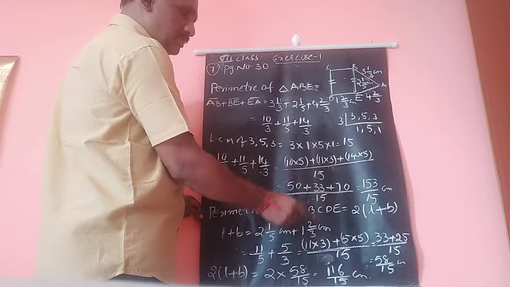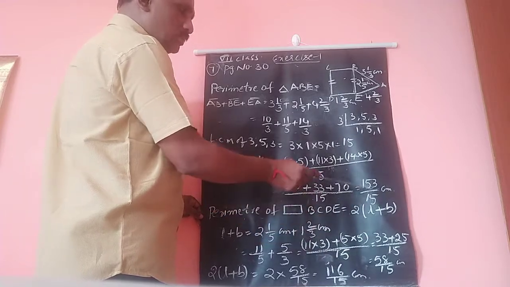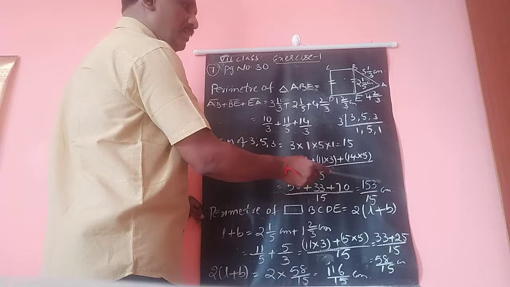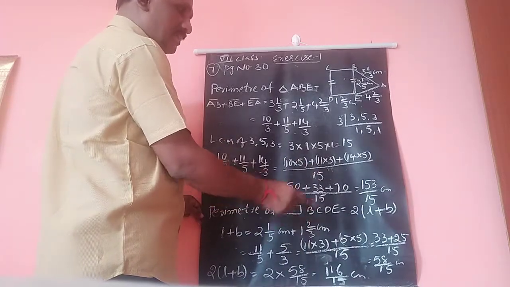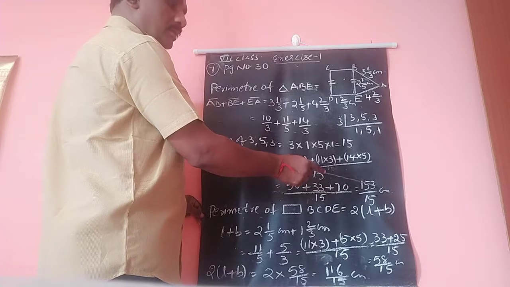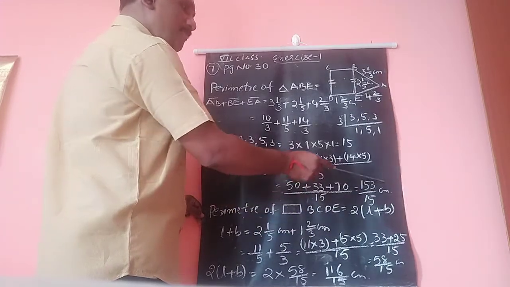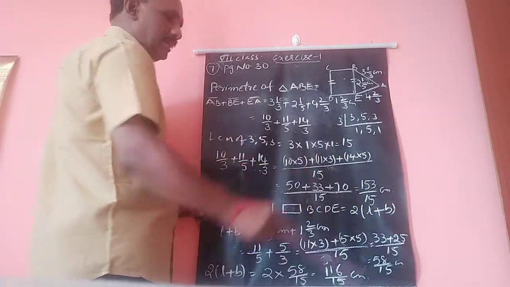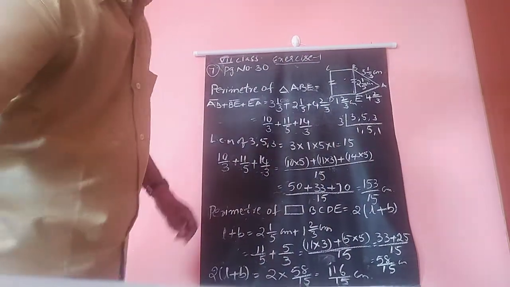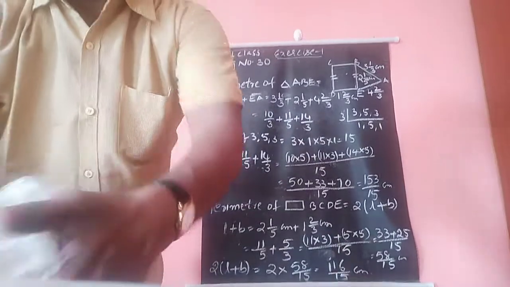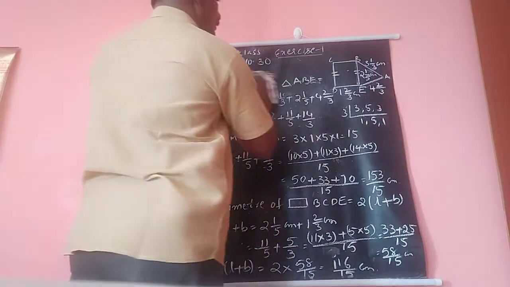So these are like fractions with the same denominators. Which numerator is the bigger one? Here 153 is there, here 116 is there. So 153 is more than 116. So the triangle perimeter is more than the rectangle perimeter. How much? That is the difference. We have to find the difference. This continuation, children, I am writing here.